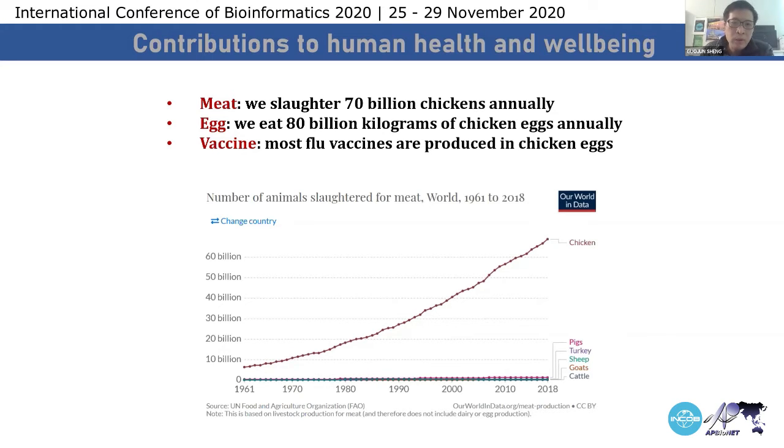And from a medical, health point of view, every year people get flu shots, and most of the flu shots are actually produced in chicken eggs. You probably don't know that, but it's still the best way to make the influenza vaccine and some other vaccines which are very important for agricultural purposes in a way.